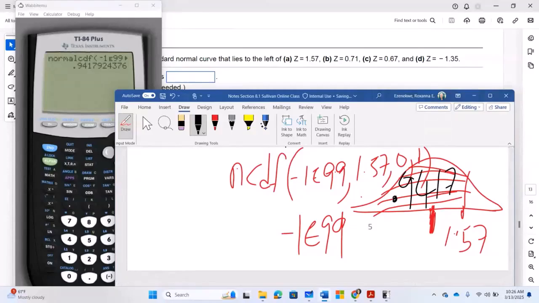0.9417. That is the area we are talking about. That area is 0.9417. Okay.